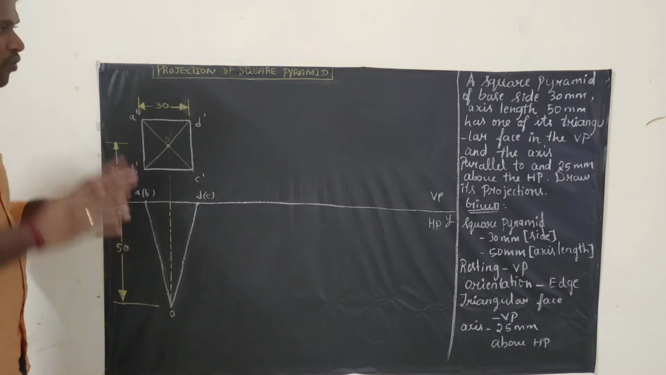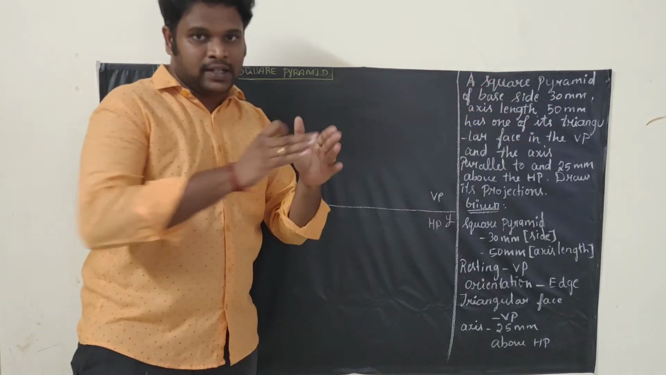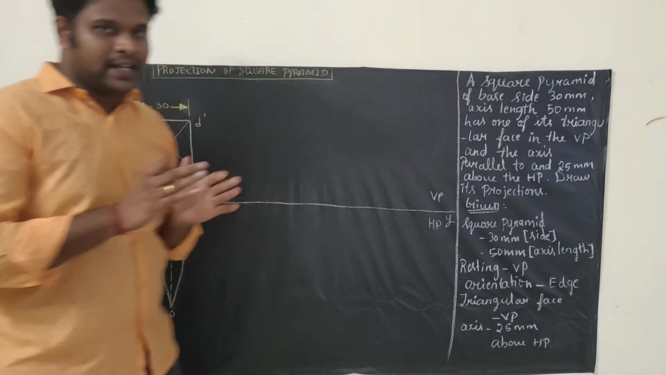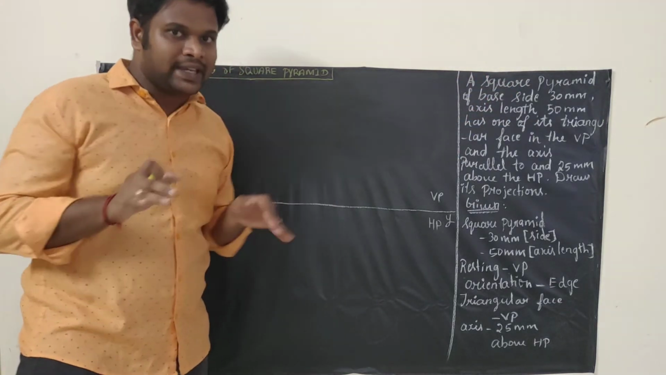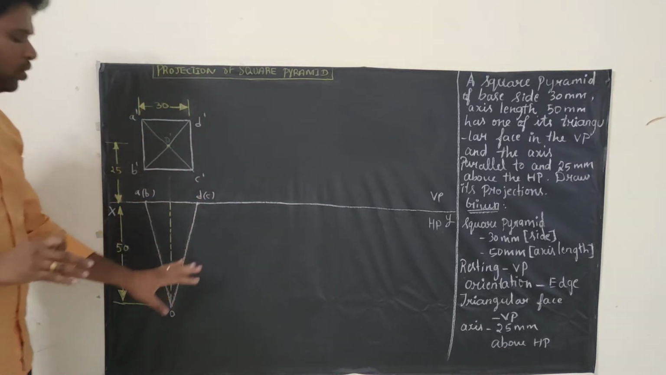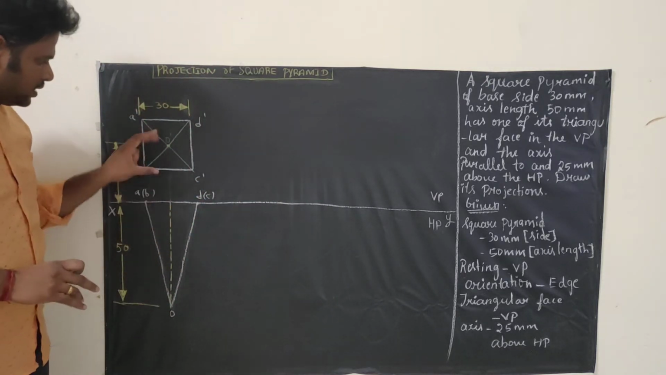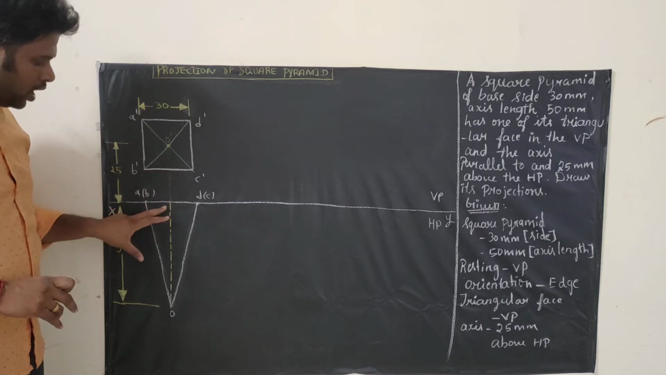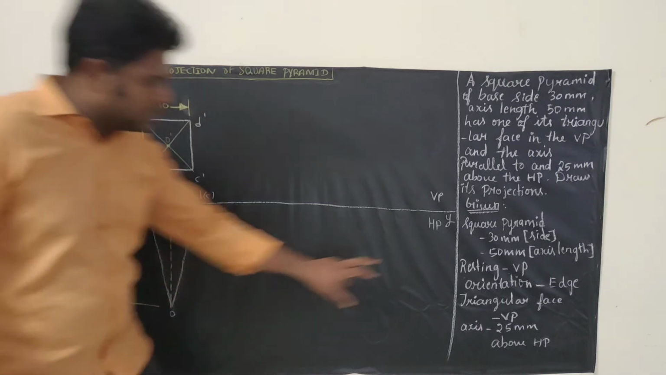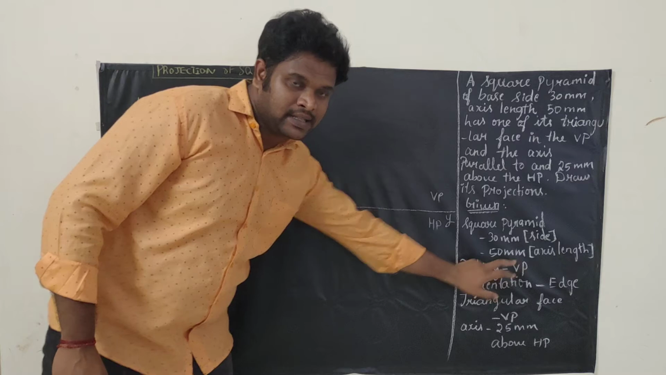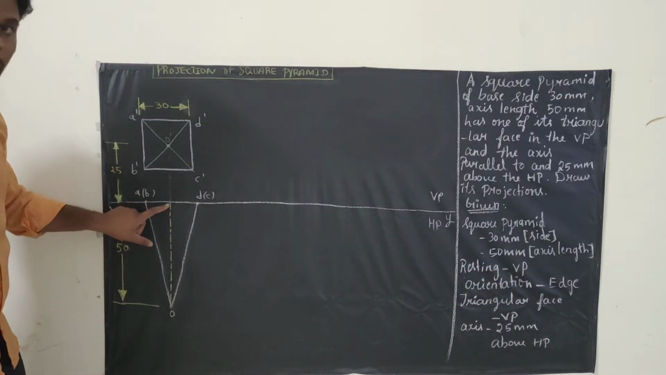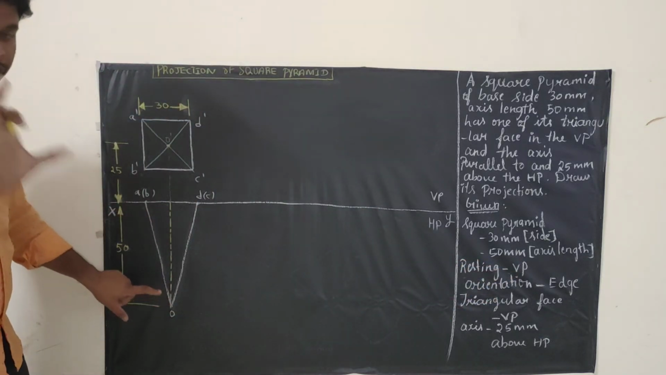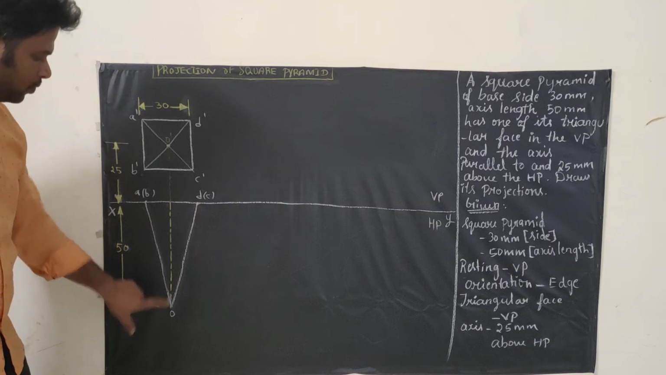Okay, so now we know very well that for a pyramid, the diagram we are going to get will be a triangle. If it's a prism, we'll be drawing a rectangular shape. So for the pyramid we are going to form a triangle. So see here, this is the axis. The axis height is clearly given as 50. Axis length is 50. So from this point, you have to draw the axis for 50 mm and then keep a point O from this point.